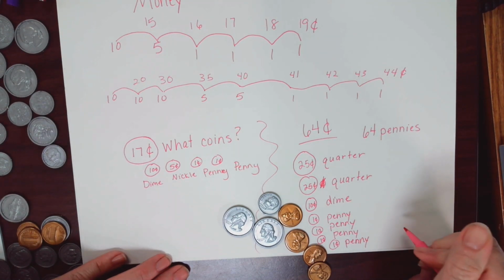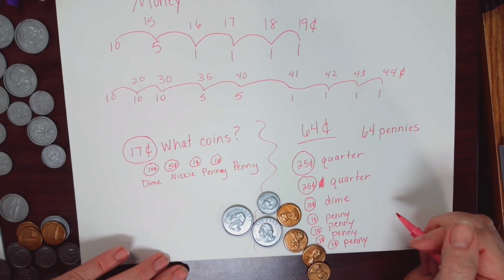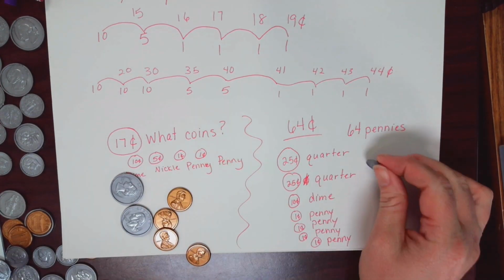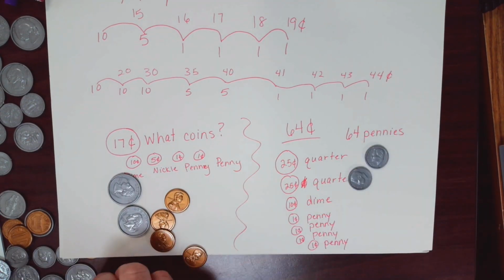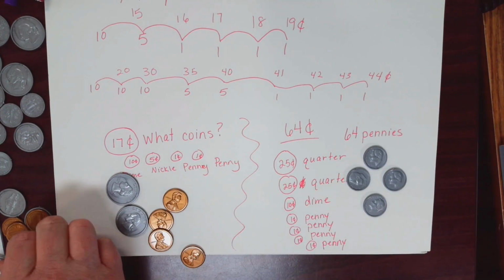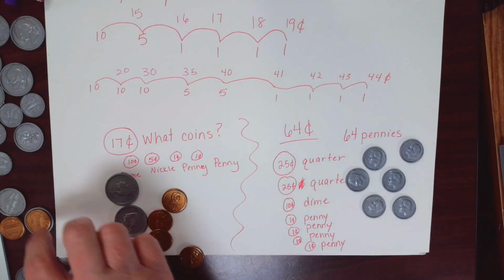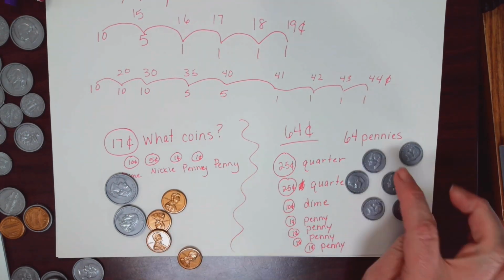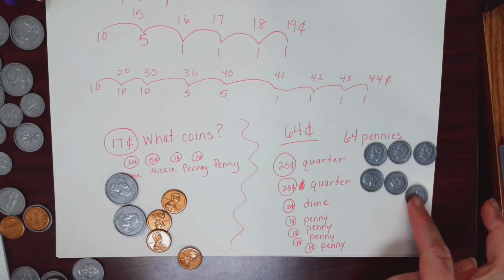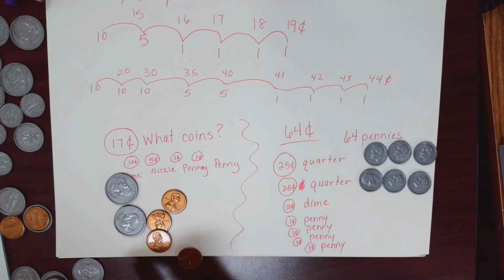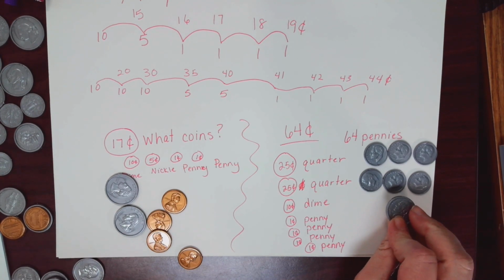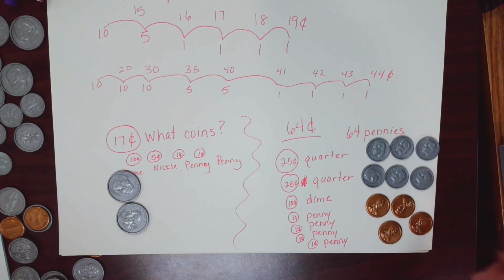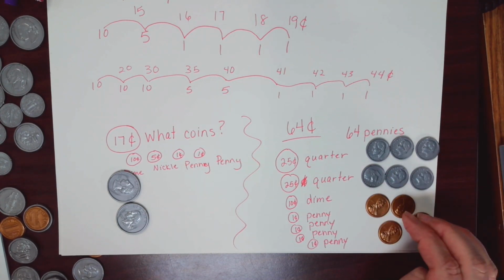Now, are there other ways to do this? Yes, there are other ways to get to 64. Because I can go, okay, well, if I use 10 dimes, 10, 20, 30, 40, 50, 60, 70 is too much, so I take that away. 10, 20, 30, 40, 50, 60. And now I'm at 60, but I know another nickel is too much because that's 65. So I still have to have my 4 pennies. So therefore I could have 6 dimes and 4 pennies.